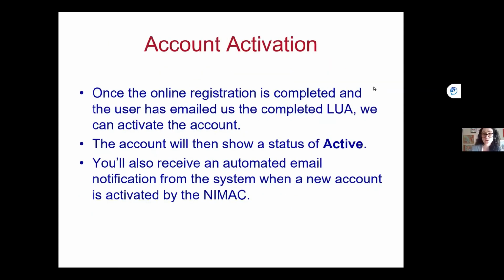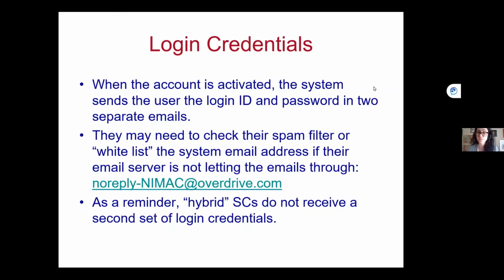Once the online registration is completed and the user has emailed us the completed LUA, we will then activate their account, and their account will then show a status of active in your account. You'll also receive an automated email notification from the system when a new account is activated by the NIMAC. When that account is activated, the system sends the user the login ID and password in 2 separate emails. It's important to note that the authorized users may want to check their spam filter or whitelist the system email address if their email server is not letting those emails through.